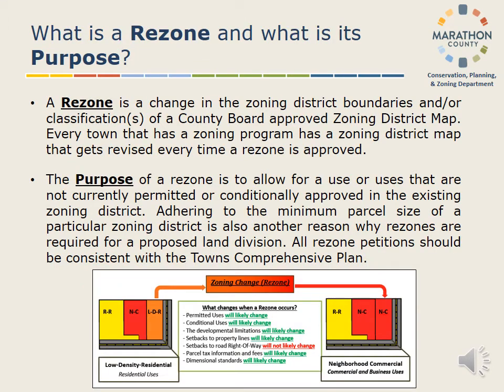Rezones and their purpose. A rezone is a change in the zoning district boundaries and/or classifications of a county board approved zoning district map. Every town that has a zoning program has a zoning district map that gets revised every time a rezone is approved. The purpose of a rezone is to allow for a use or uses that are not currently permitted or conditionally approved in the existing zoning district.